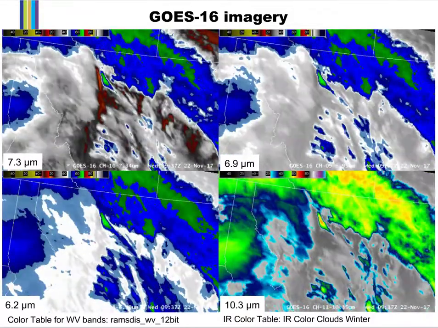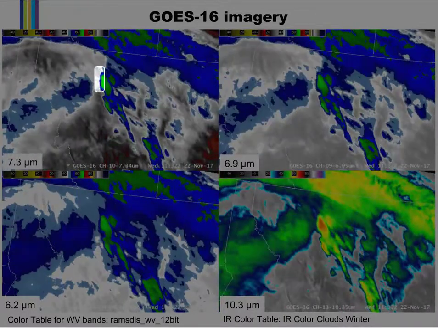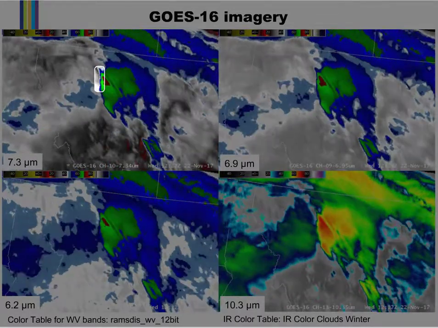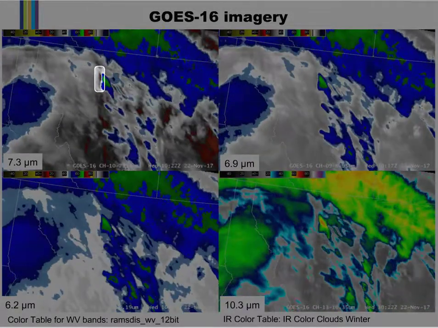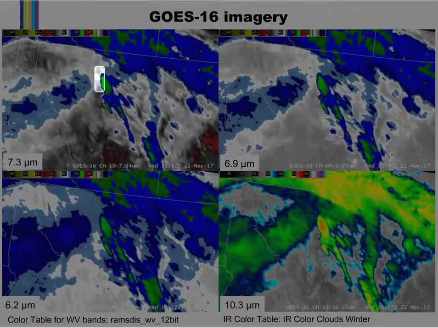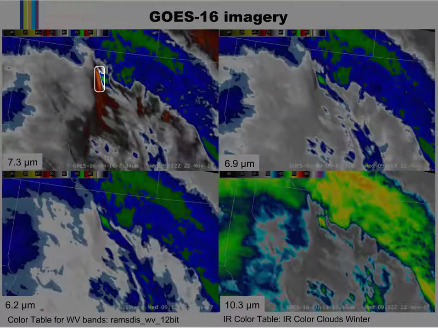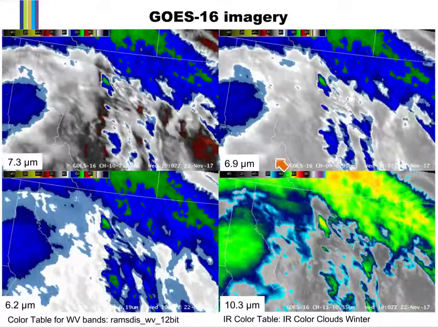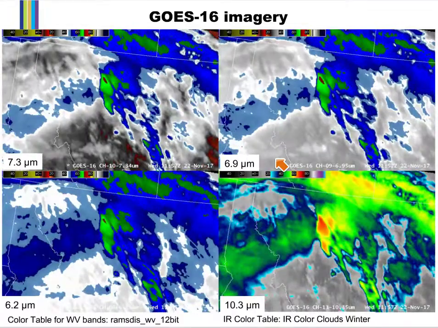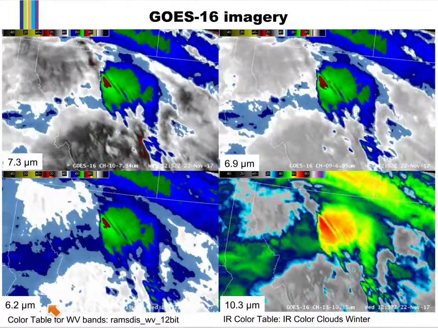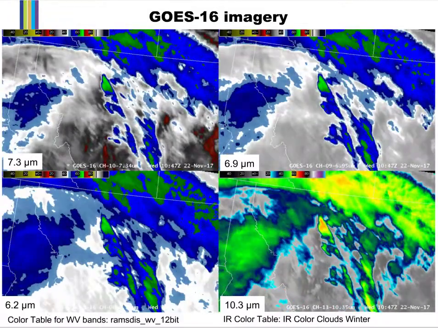I'll go ahead and highlight the upstream subsidence signature just west of the mountain wave cloud of interest in western Montana. Note that the subsidence signature shows up very well in the lower water vapor band at 7.3 microns. The signature is much more subtle in the mid water vapor band at 6.9 microns, and the signature is virtually absent in the upper water vapor band at 6.2 microns.